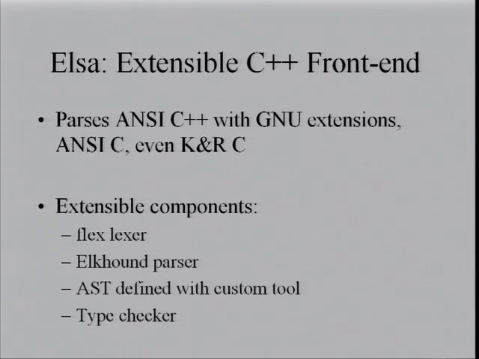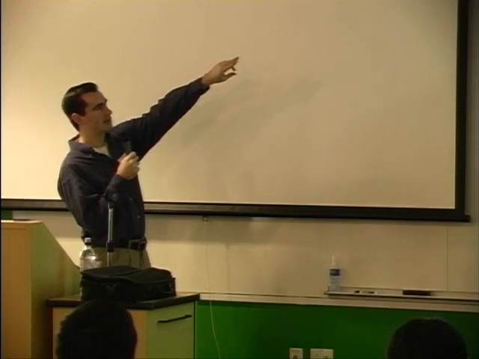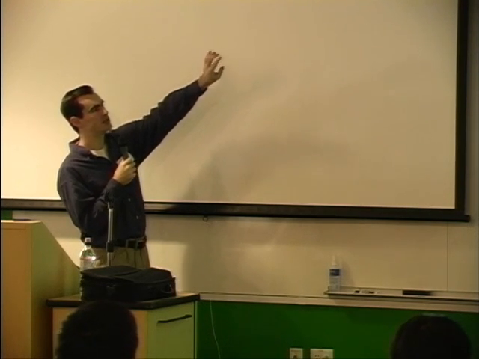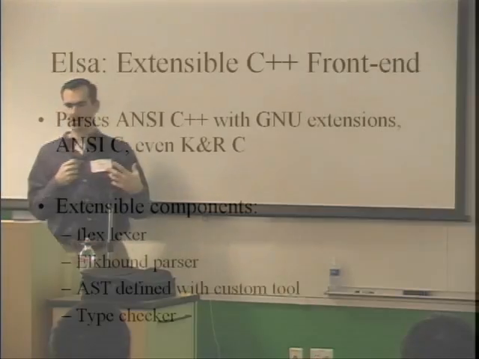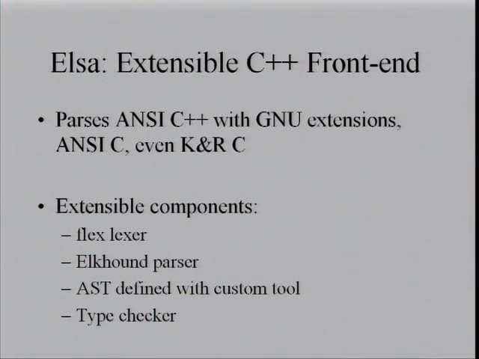Okay, so now we're talking about the Elsa parser. As I illustrated before, the main way it handles parsing is using GLR, but it actually has a number of other features that make it extensible. It handles a number of different dialects, ANSI, C++ with GNU extensions, but then even including things like K&R C, and it does this by actually using its own extension mechanisms. So there's a base description that is ANSI C++, and then extensions for each of the dialects that it knows how to parse. And it does this through extensible components throughout the tool chain, from the lexer all the way through the type checker.